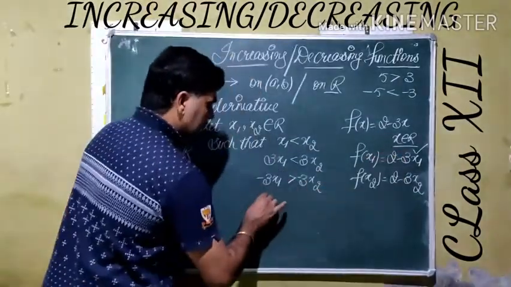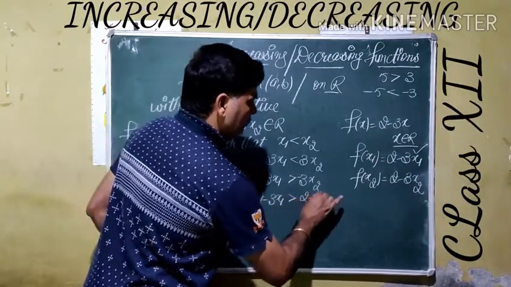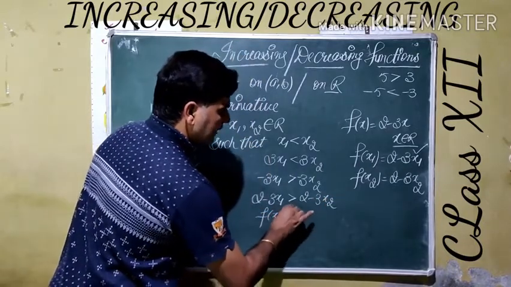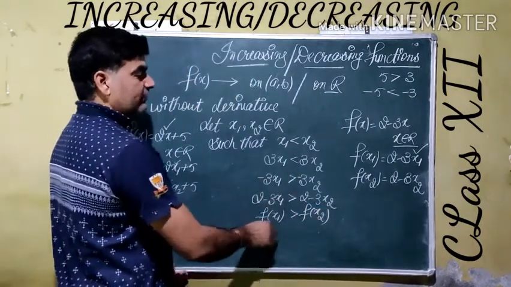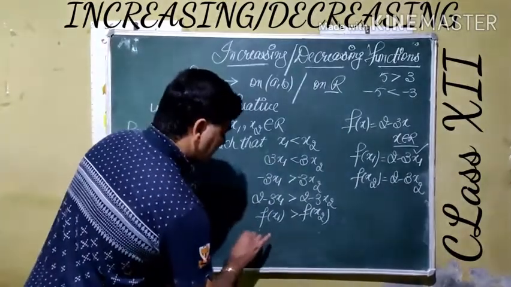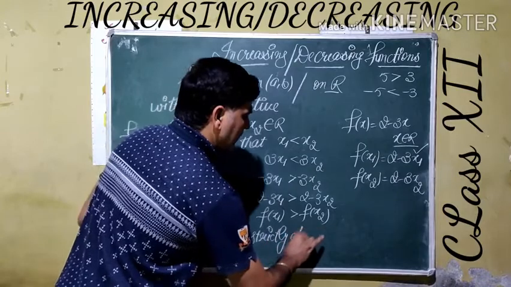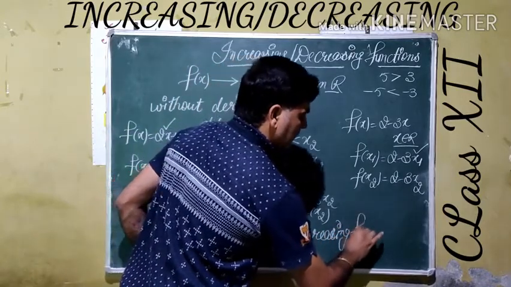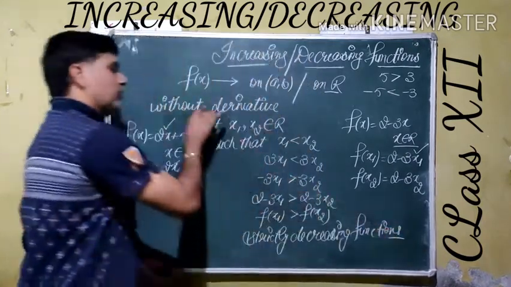Now we require 2, so adding 2 on both sides, we get 2 - 3x1 > 2 - 3x2. This is the value of the function at x1, and this is the value of the function at x2. It means x1 is still on the left-hand side and x2 on the right-hand side, but the symbol changes. So this type of function is known as a strictly decreasing function.